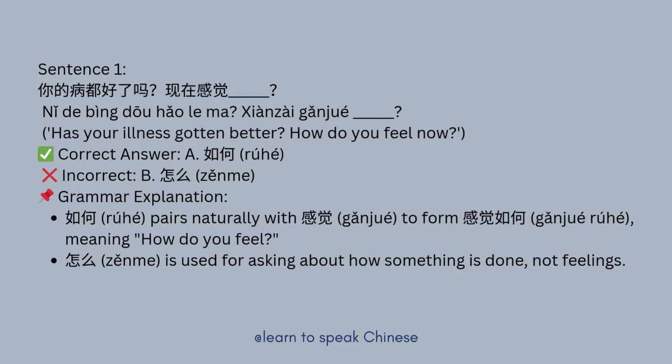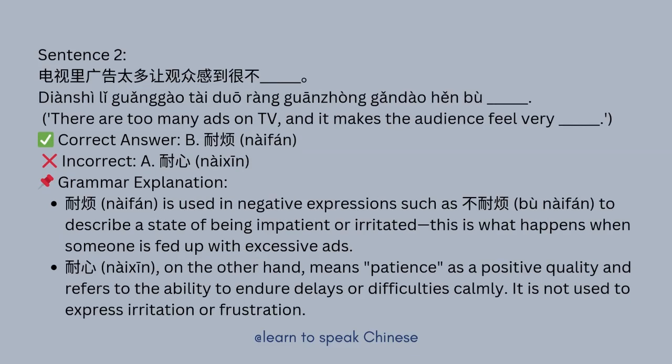On the other hand, option B is used to ask about the manner or method of doing something. It typically modifies verbs to ask how an action is performed or why something is happening. Next, sentence 2. The correct answer is B.